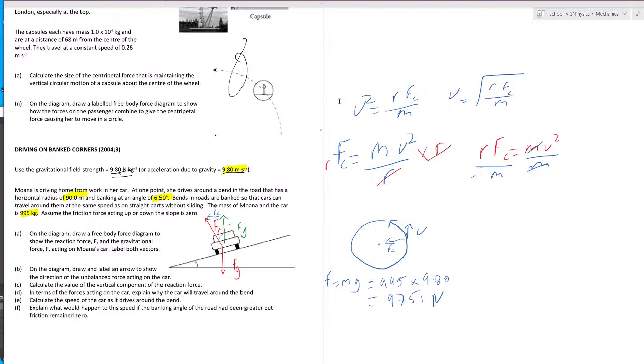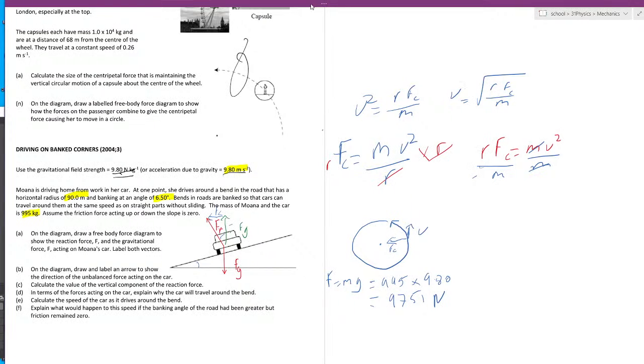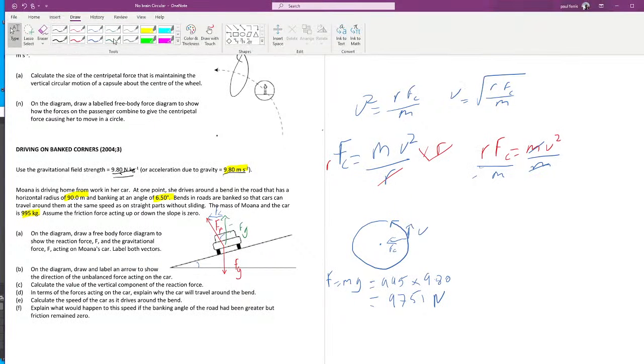Now, I need the Fc. The centripetal force is going to be this component of our little force diagram. I've got my gravitational force that I just worked out, which is my weight force. So I know that value, I know the green arrow here. I'll just redraw it over here.